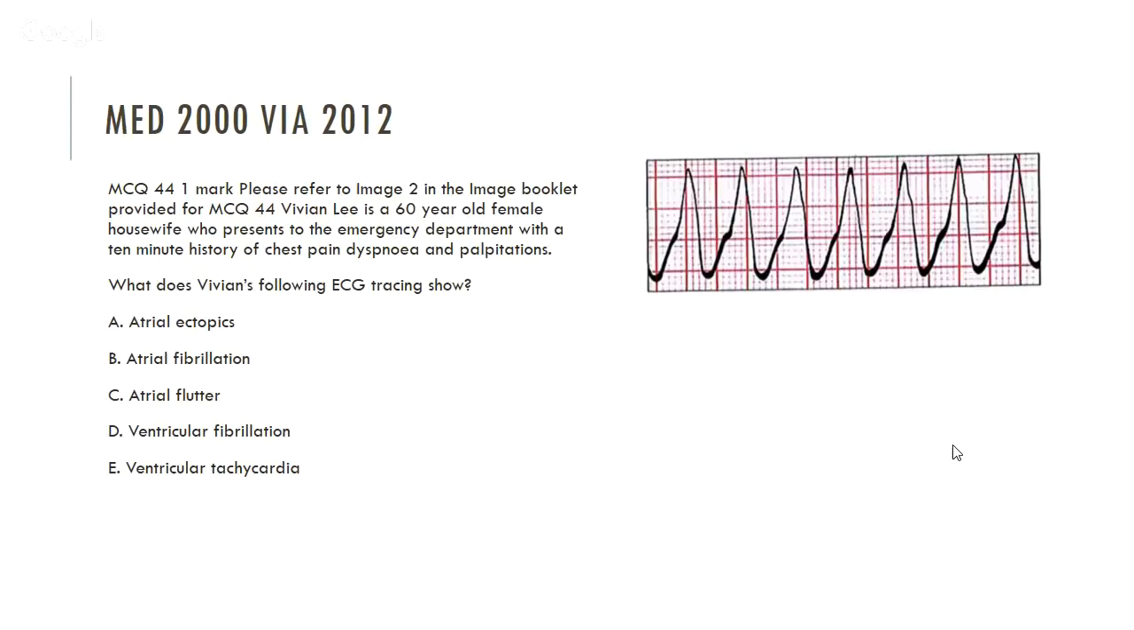Vivian is a 60-year-old female who presents to the ED with chest pain, shortness of breath, and palpitations. What does her ECG show?